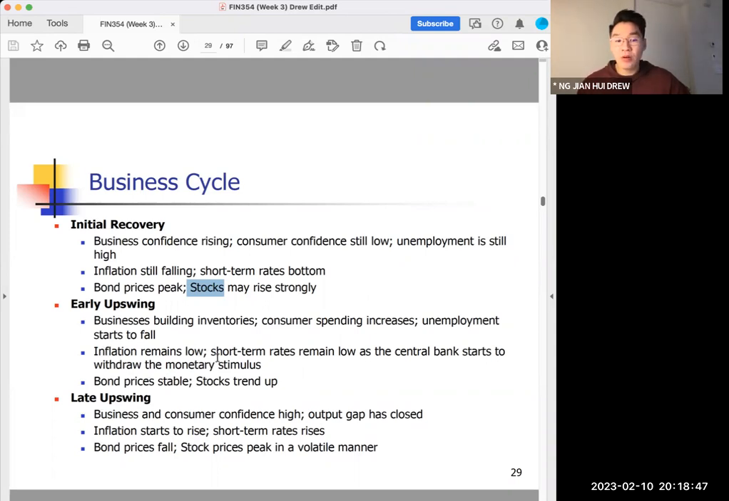Inflation remains low, interest rate remains low as the central bank starts to withdraw the monetary stimulus. Remember just now we talked about the COVID stimulus. So it almost seems like we're in an early upswing, but maybe not. It's how you justify it, right? Because the central bank already stopped the COVID stimulus, but now with the high interest rate, the bank is actually taking back the stimulus, in a very indirect way.